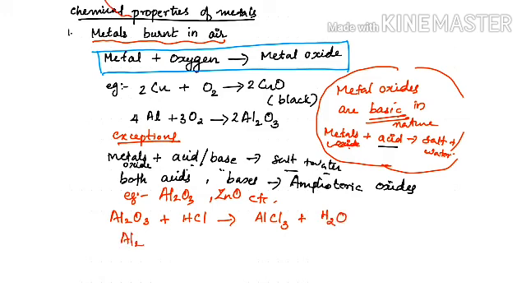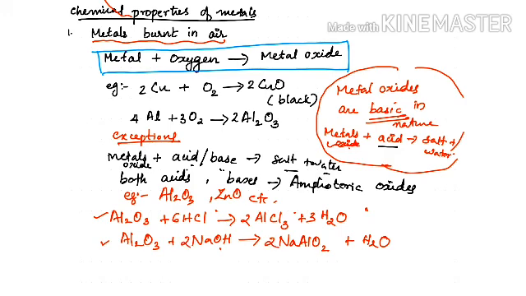The same aluminum oxide can react with the base also, NaOH. It will react with the base also to produce salt. Here the salt produced is sodium aluminate, NaAlO2, plus H2O. Right? In both the cases, aluminum oxide is reacting with the acid to produce salt and water, and aluminum oxide is reacting with the base to produce salt and water. Just to balance it: 6 HCl, then 2 AlCl3 and 3 H2O. Here also 2 NaOH and 2 NaAlO2.